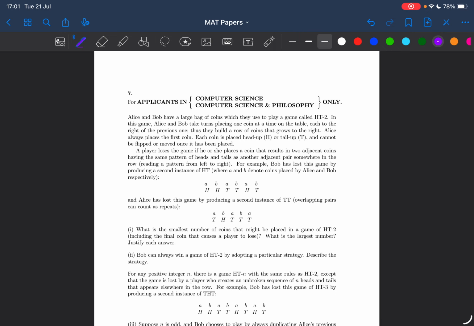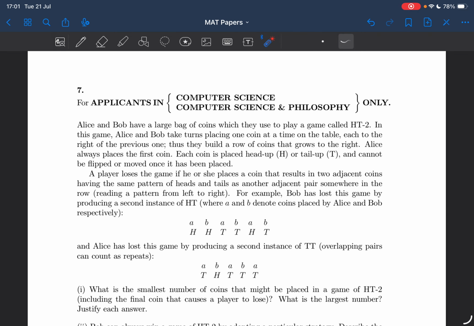Lovely. Last one then. Alice and Bob, they're back again, have a large bag of coins, which they use to play a game called HT2. In this game, Alice and Bob take turns placing one coin at a time on the table, each to the right of the previous one. Thus, they build a row of coins that grows to the right. Alice always places the first coin. Each coin is placed heads up or tails up and cannot be flipped or moved once it has been placed. A player loses the game if he or she places a coin that results in two adjacent coins having the same pattern of heads and tails as another adjacent pair somewhere in the row.